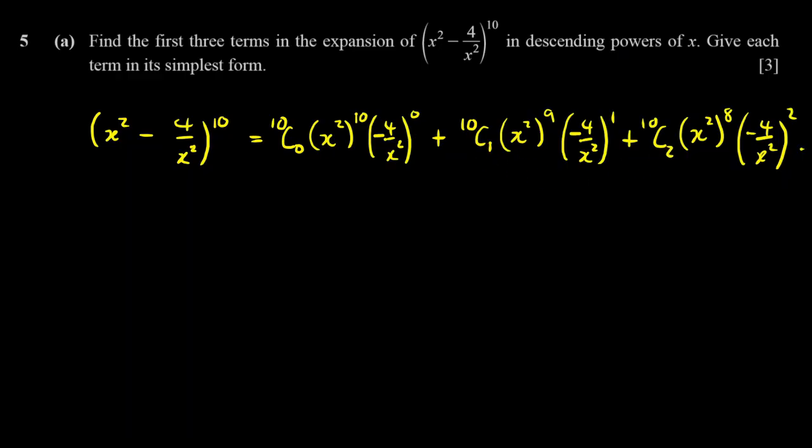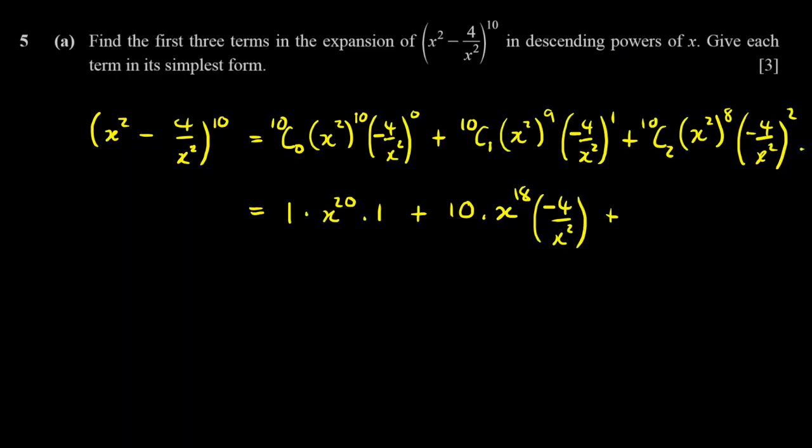So at this point, really, all it's about is simplifying our terms. 10C0 is 1. X squared to the power of 10 is x to the power of 20. And anything to the power of 0 is 1. Next, if we've got 10C1, that's equal to 10. X squared to the power of 9, we multiply the powers, right? We use our indices rule. And negative 4 upon x squared to the power of 1 is just negative 4 upon x squared. You need to use the brackets, otherwise you're not going to be right.